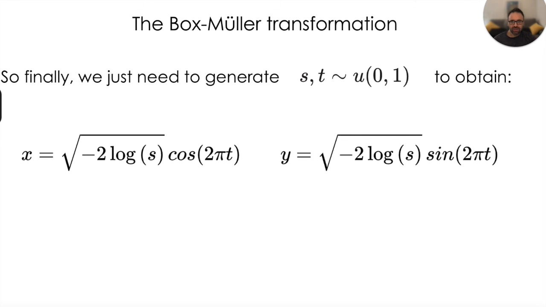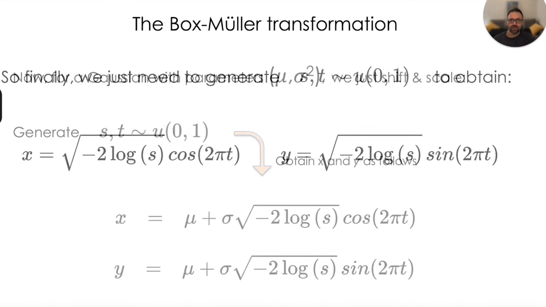So finally, to generate two Gaussian numbers, we must generate two uniform numbers between 0 and 1 and then apply these two transformations. And that's it. To apply the method is super simple, but to understand it is very complex.